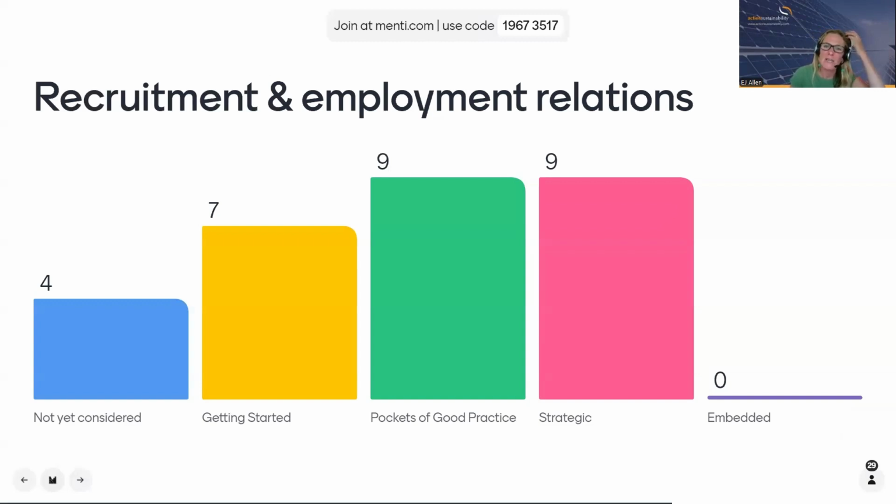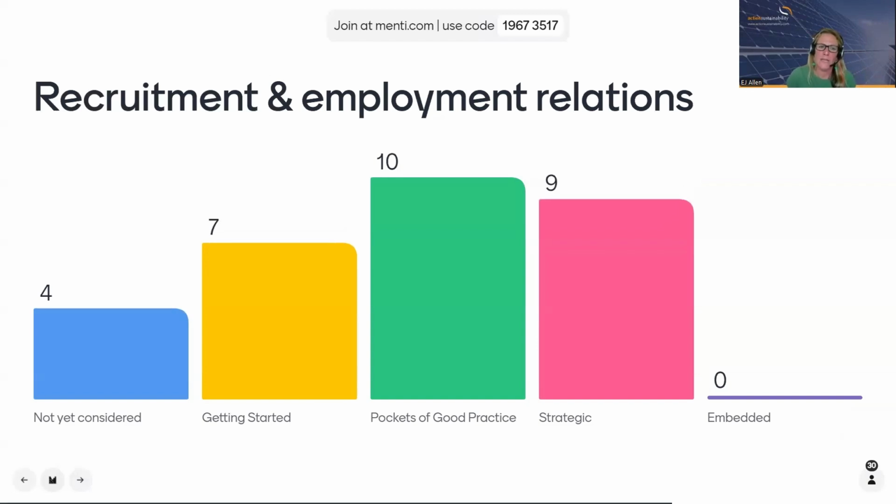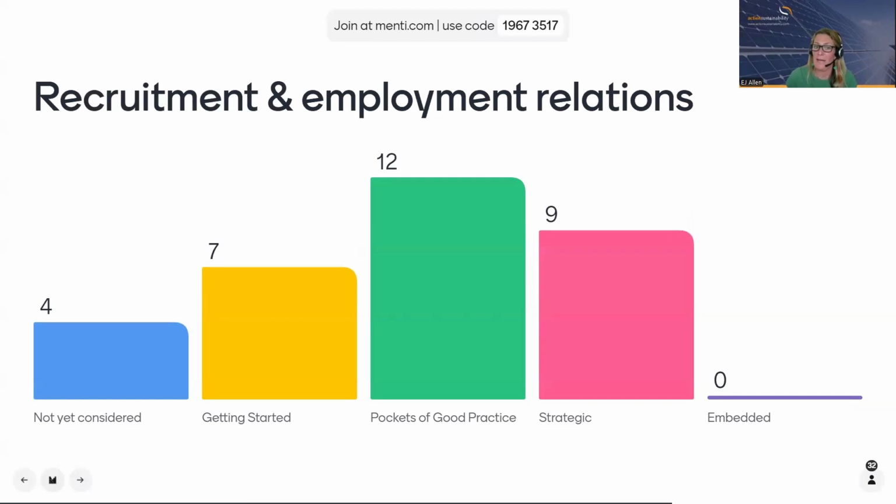And if, let's say, workers are found to have been forced to pay recruitment fees, you'd then advocate for those to be paid back. You'd also be highlighting how this is what you'd expect to see from your supply chain as well.